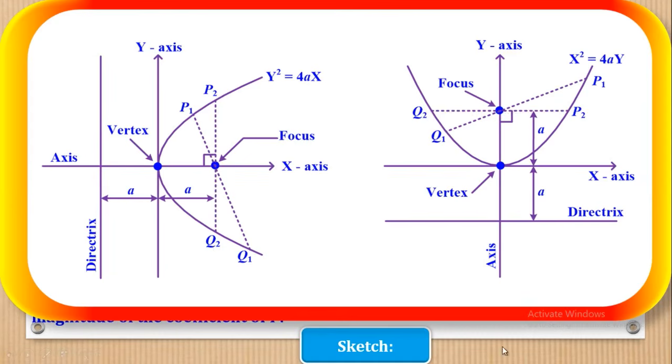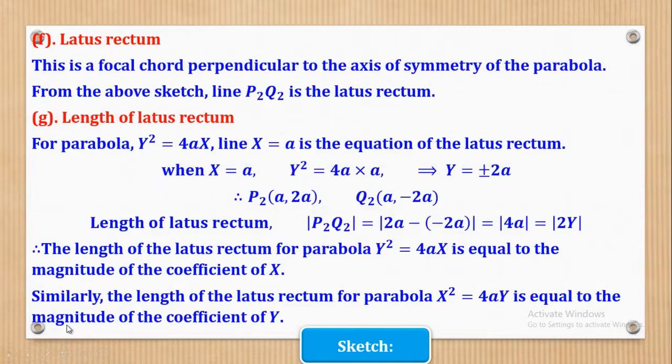Therefore, if the parabola is in this form, then the equation of the latus rectum will be x equal to a. Now what we are going to do, we shall take this x and substitute it in the equation of the parabola. When you do that, we are going to come up with this, and when you put square root on both sides, you will come up with plus or minus 2a.